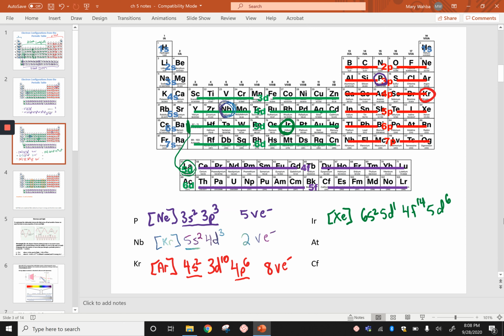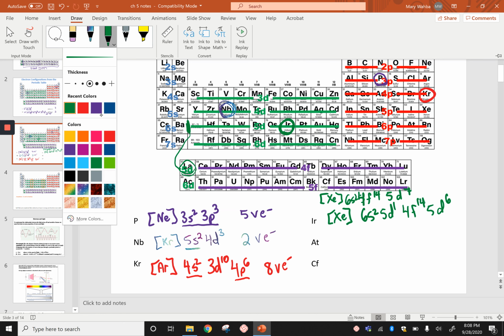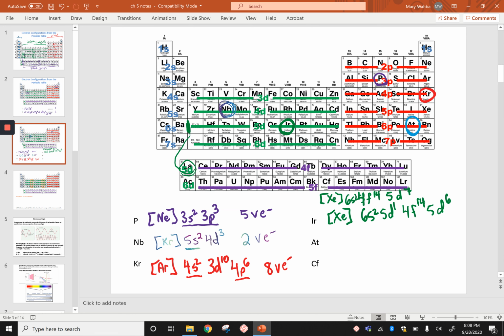So another way to write this would be xenon. Then you would write 6s2, 4f14, and then 5d7. You can combine those d electrons. Okay, let's go with astatine next. Astatine is the rarest element that we have on the periodic table. And it is right here. So the noble gas that comes before that is xenon again.